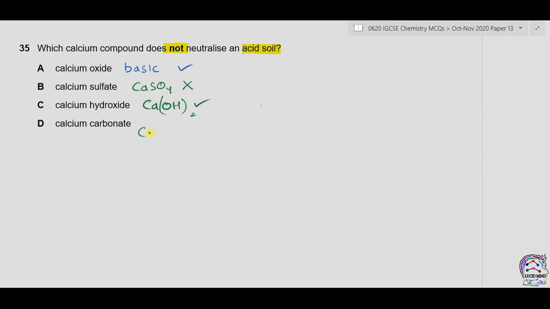D is calcium carbonate. It can also react with acid to form salt, water, and carbon dioxide. So it can also neutralize acid. Only B cannot neutralize acid, so therefore the answer is calcium sulfate.